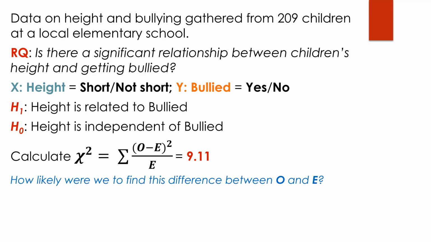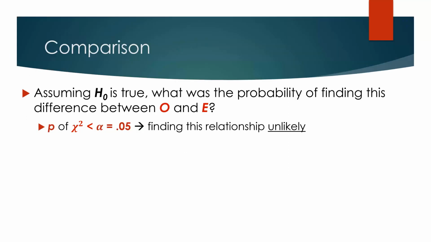So that's what we need to figure out here. How likely were we to find this difference between O and E that our chi-square is representing? Okay, so this is everything that I just said. How do you know something is statistically unlikely? You calculate its probability. You see if it's less than your alpha level, which is usually going to be 0.05. If it is less than, then finding the relationship is unlikely.